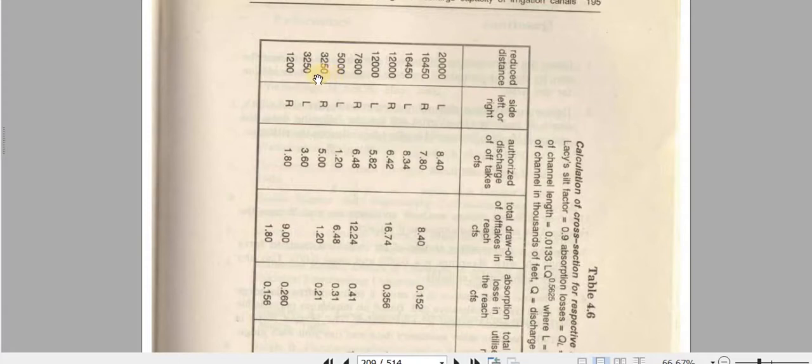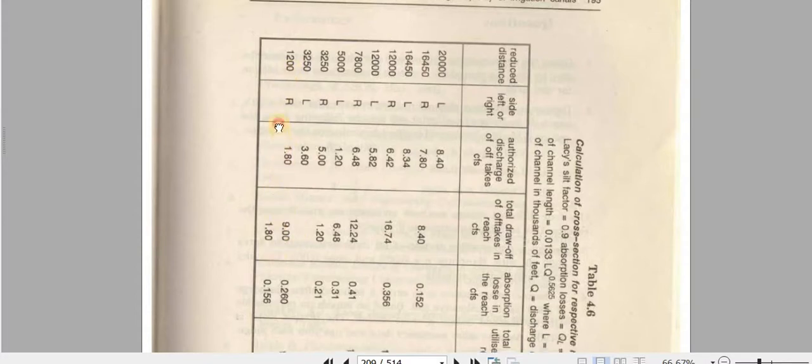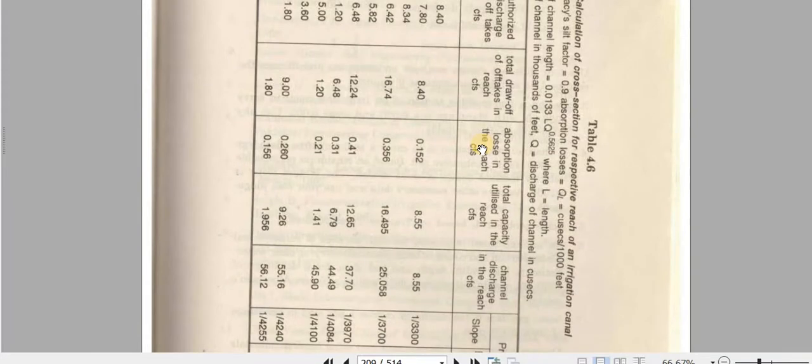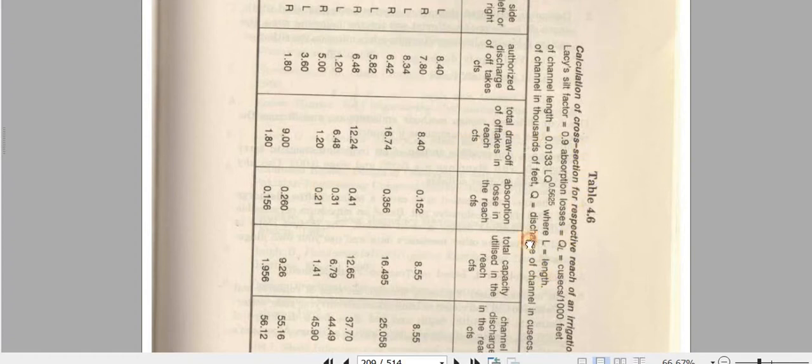Then again 2, 3250, 3250, one on right, one on left, 5 and 3.6, 8 point something, like this we have to write here. And 8.6, and then 1.8 is here. So these are the absorption losses in canal. So how to calculate the absorption losses? You have to calculate the absorption losses like this way.